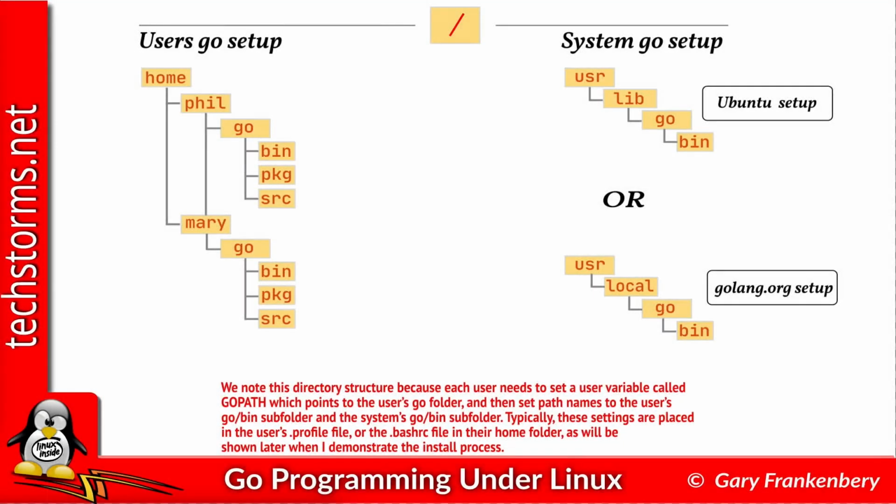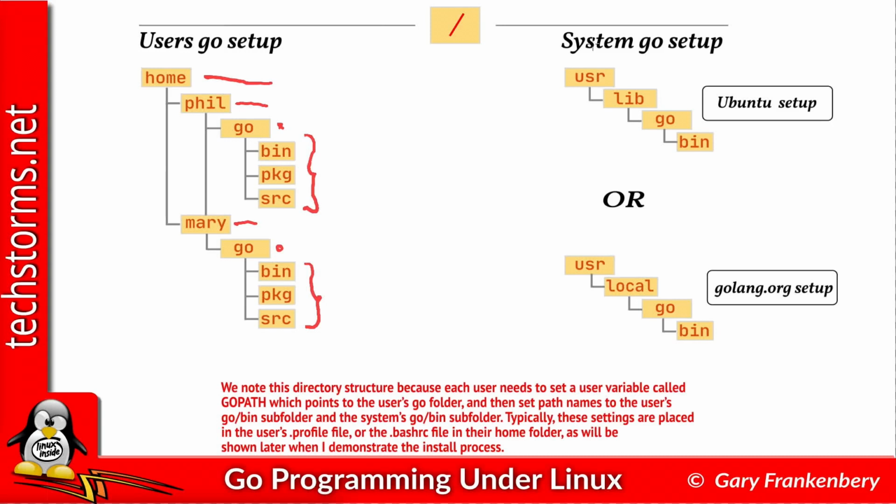This is a simplified image of a typical Linux file directory system shown with the customary Go language folders used for programming. On the left side we have the Linux home folder containing the users Phil and Mary. Since users Phil and Mary are set up for Go programming, they each have a Go folder as a subdirectory, and in that Go folder they have 3 further subdirectories called bin, pkg, and src, short for bin, package, and source.